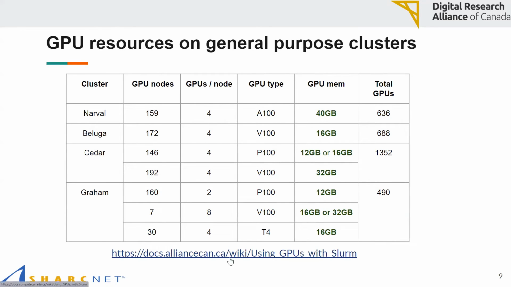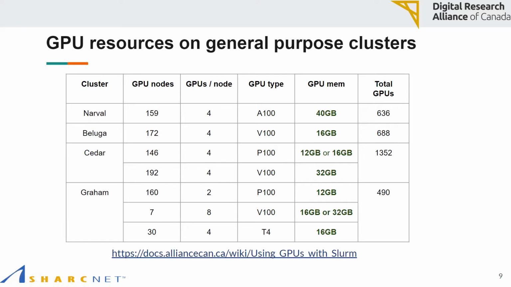And you can check this Docs wiki page to find out how to request a GPU for a specific type on each of the clusters. Okay, now we'll switch to a demo and working with a Rapids container on a GPU node on Gram.